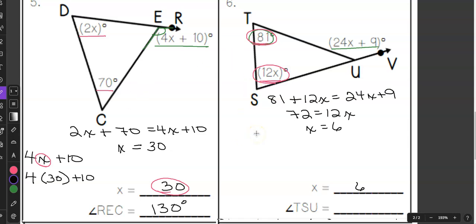On this one, they ask us for TSU, which is this one, the 12x. So I do 12x and fill in a 6 for the x. 12 times 6 is 72. So 72 degrees.